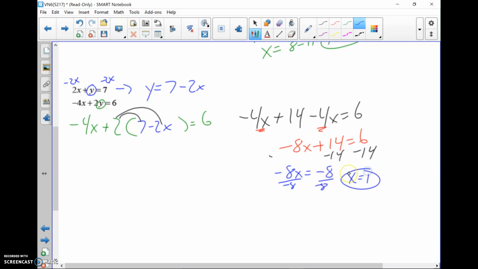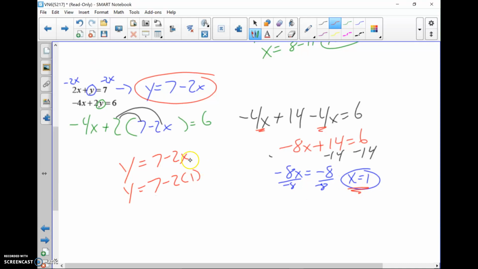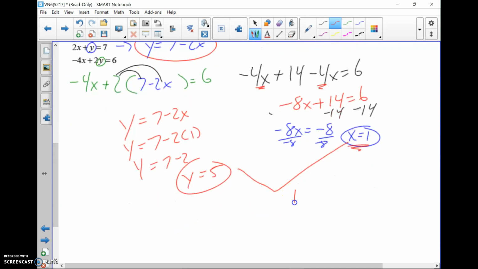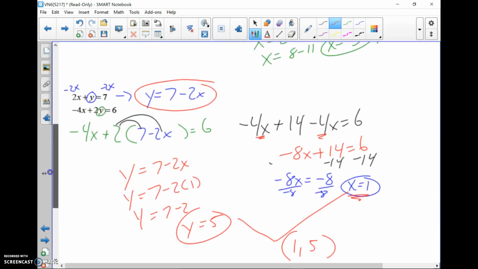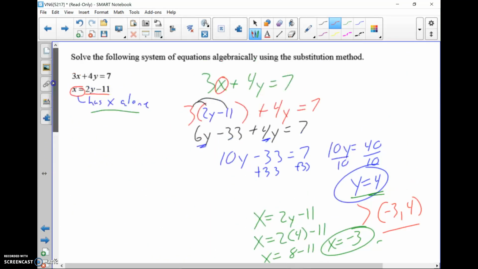positive 1. Then again, the best place to substitute that in now, it doesn't really matter, but I like the one that has the y alone. So I'm going to use that again. y equals 7 minus 2x now becomes y equals 7 minus 2 times 1, because we found x equals 1. That's y equals 7 minus 2, y equals 5. Together, this is the coordinate, x first, y second. So x comma y. And again, I can substitute that in to verify it is correct.